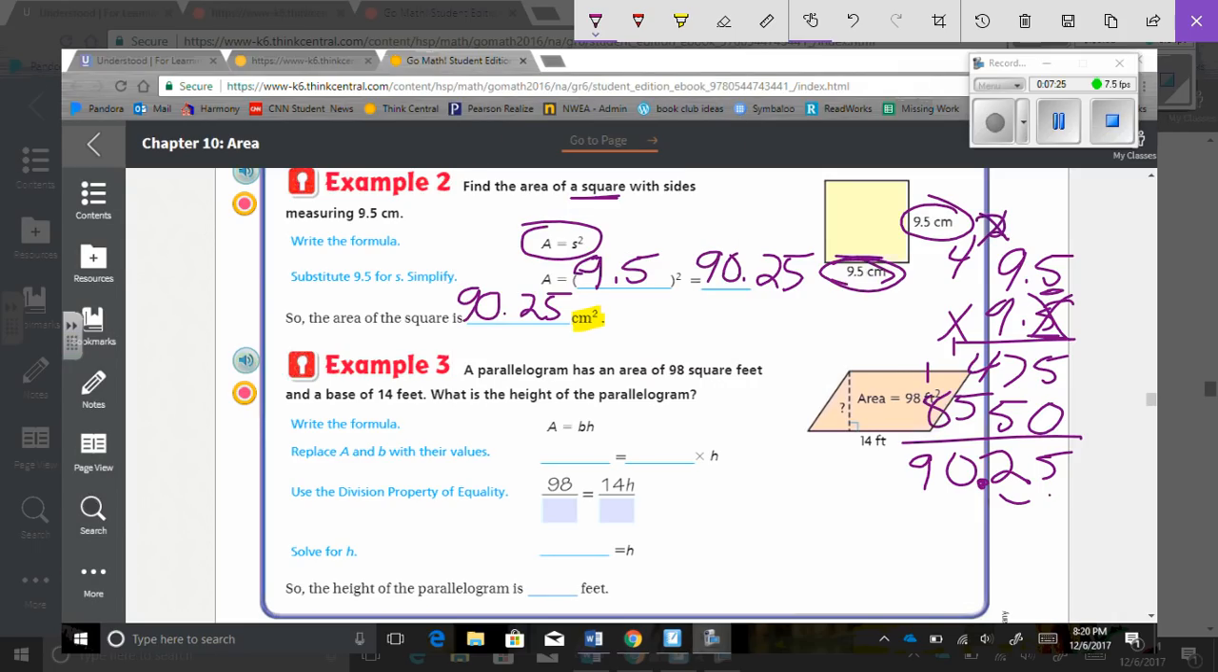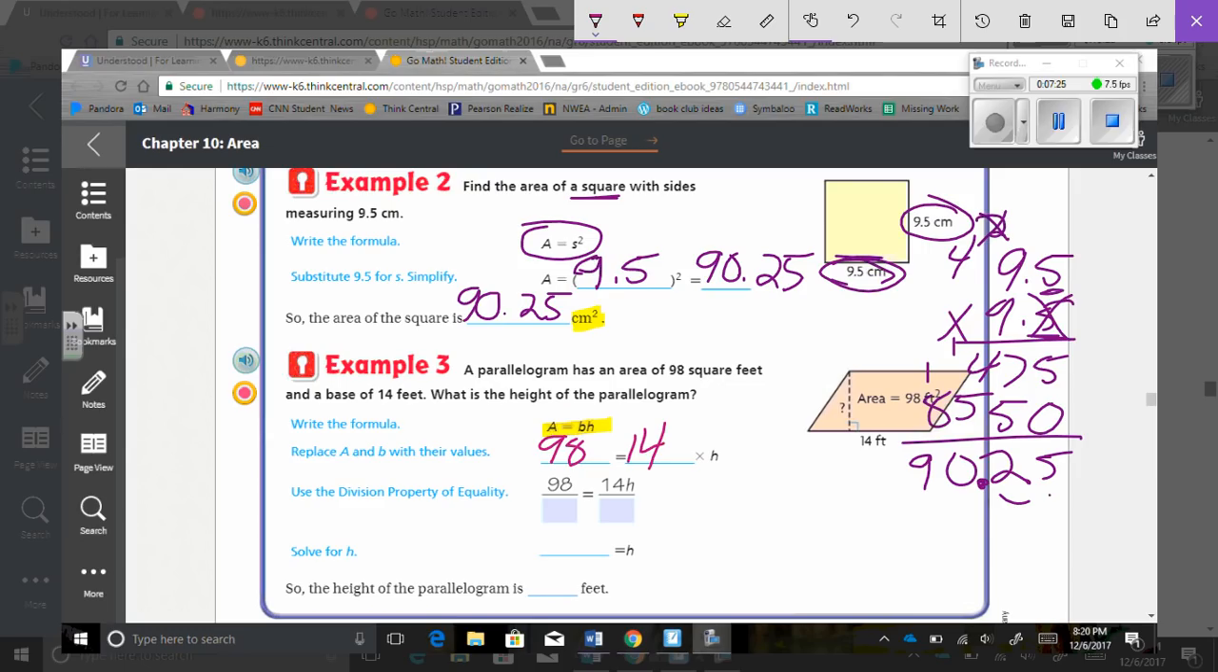Okay, so for the parallelogram, since we know different information than normal, we still need to write out that formula. Please do not forget, write that formula there every time. And we're going to replace the A and the B this time instead. So we know that the area is 98, and we know that the base is 14. What we don't know is the height. So we're going to write that equation out just the same and replace what we know.